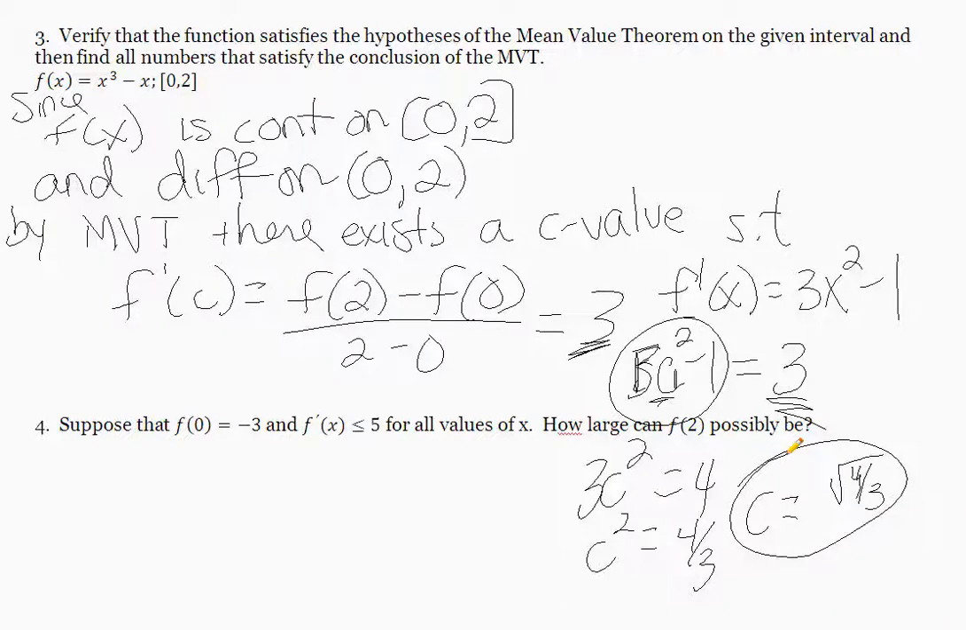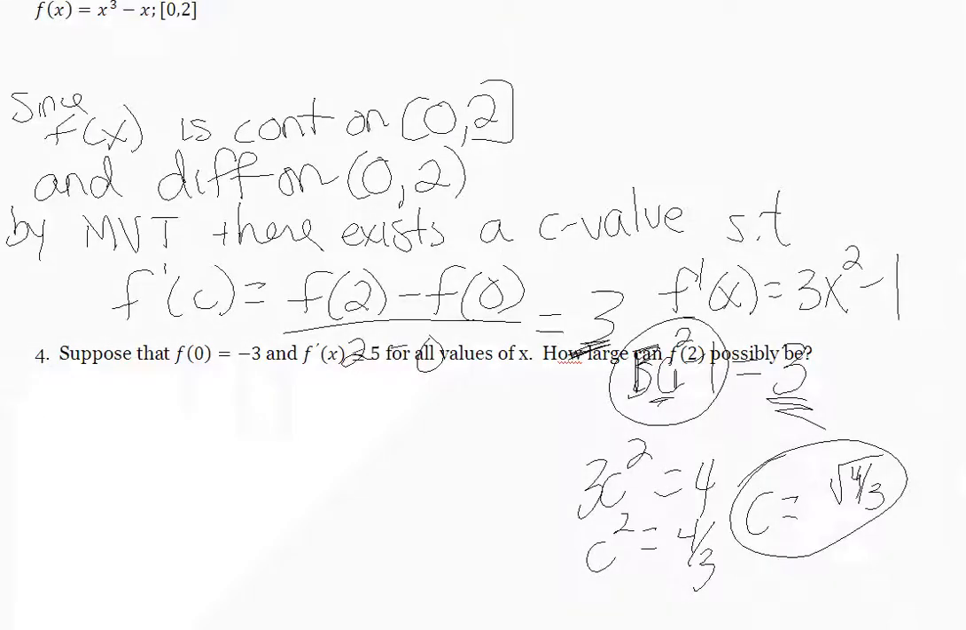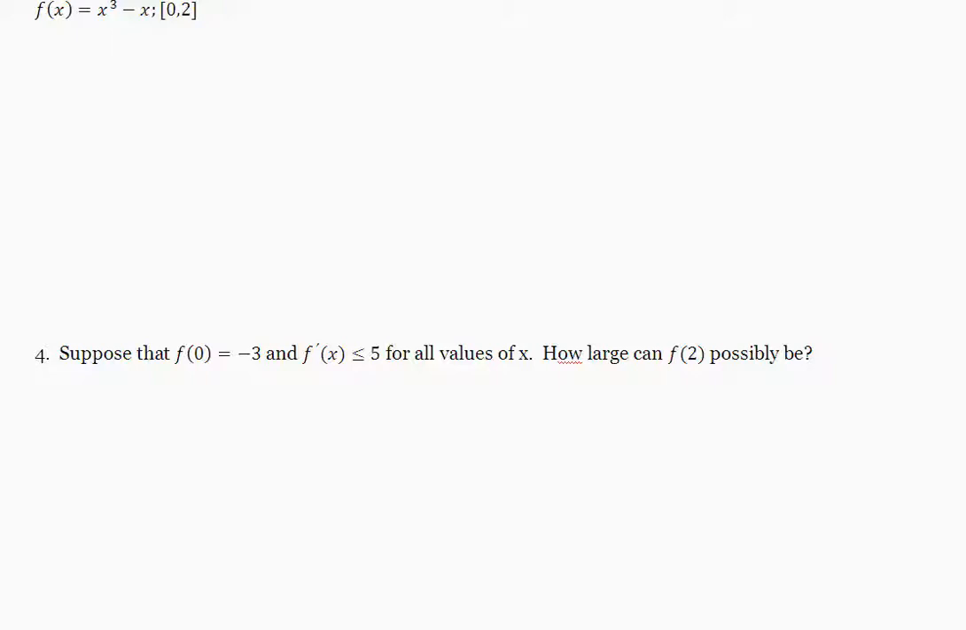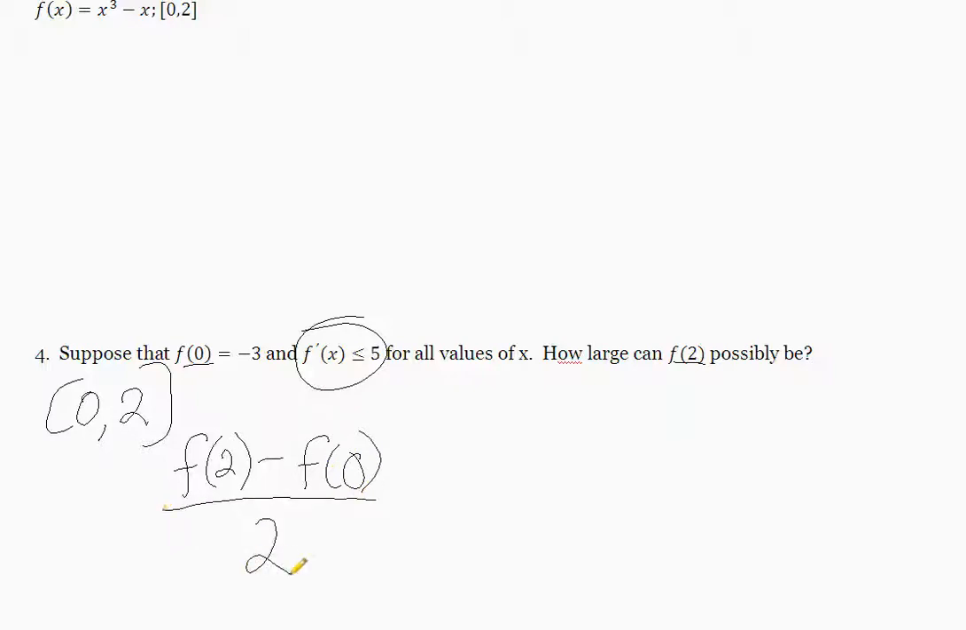Okay. And last problem I have here. Suppose f of 0 is -3 and f prime of x is less than or equal to 5. How large can f of 2 possibly be? Okay. If the derivative is less than or equal to 5, from what? We're talking 0 to 2. So we're basically talking about 0 to 2 here. So the slope of the endpoints would be f of 2 minus f of 0 over 2. And that must be less than or equal to what? f prime of x in that interval.